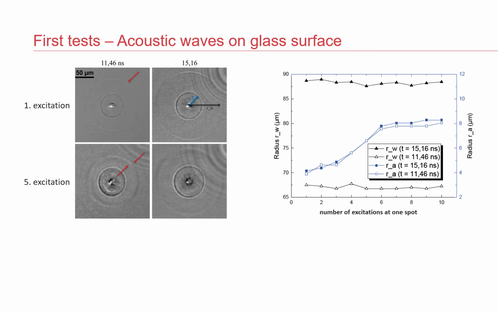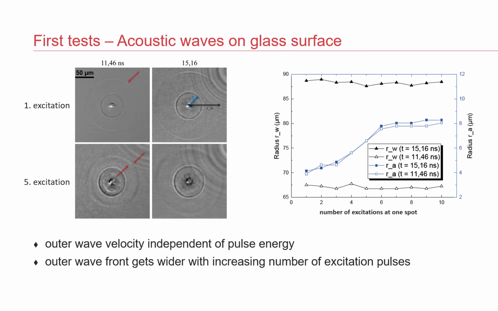The blue graphs in the middle show that the inner wave is dependent on the number of excitations and increases with the excitations. By calculating the speeds between the 2 delay times, it is shown that the outer wave is a longitudinal wave of the glass sample and the inner wave must be a wave in air.